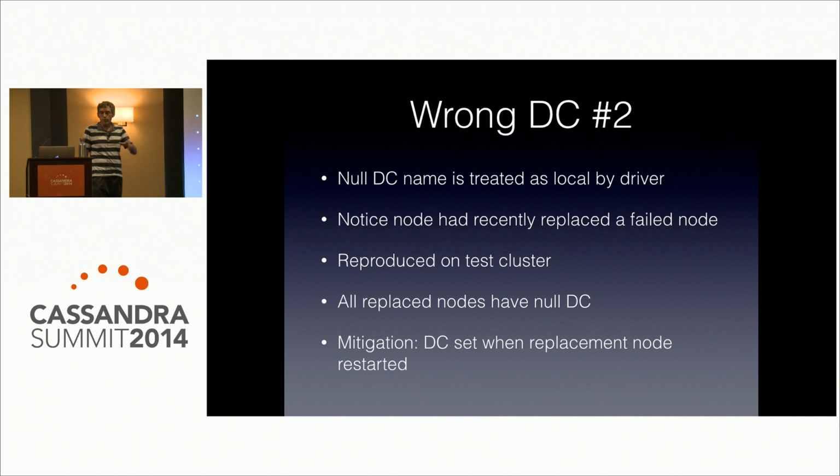So I noticed that this node was new. It had recently been used to replace one that had failed. So I thought, well, maybe there's some bug in the replacement that means that the DC doesn't get set properly. So I created a test cluster on my box, and I did a replacement, and sure enough, the DC name was null. So we can see what the bug is. We have a reproduction. But I also found out that if you restarted the replacement node, then it would then propagate the DC.